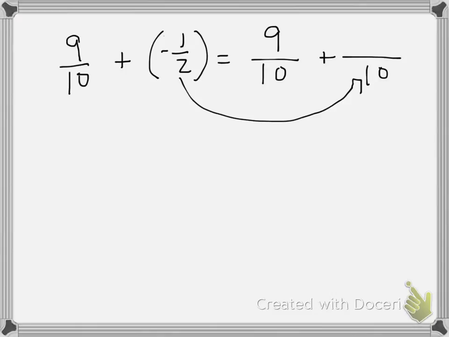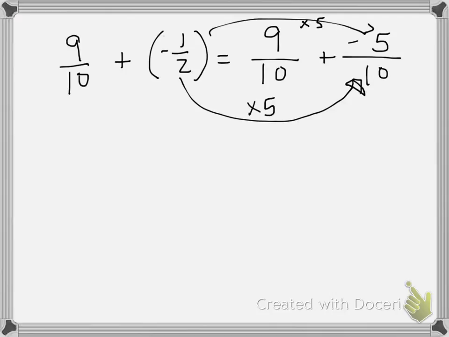So, from 1/2 to tenths. Well, what do I have to do to go from 2 to 10? Multiply by 5. Do the same up top. Multiply by 5. Don't forget my negative sign. Okay, so now I have 9/10 plus a negative 5/10.